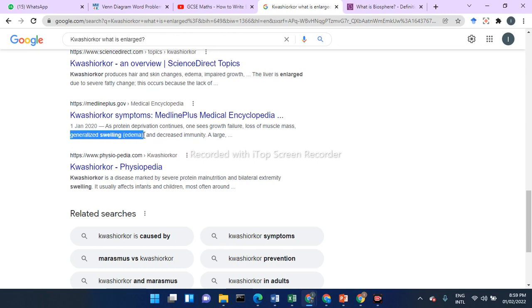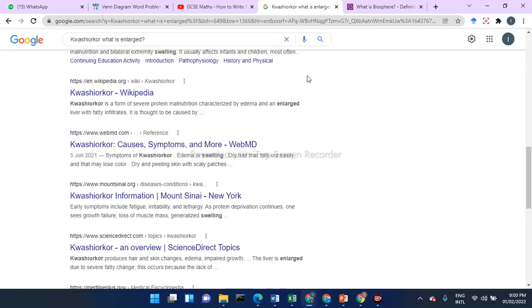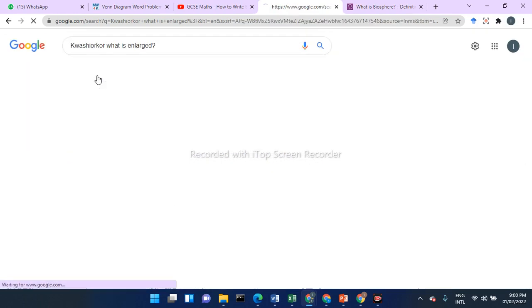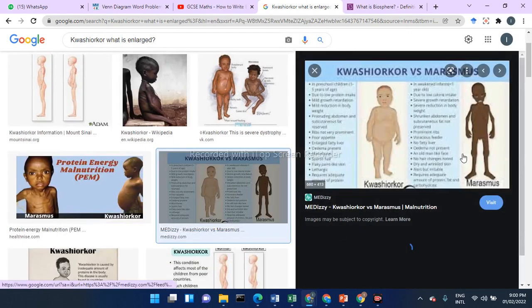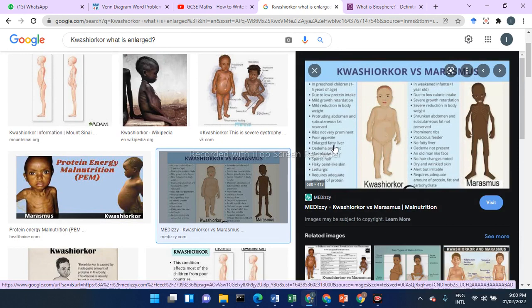So it may not only be the liver that's enlarged, because they say generalized swelling, but the liver is enlarged too. It's like a chain reaction. Since the liver is inflamed, other things get inflamed. But it looks like primarily the liver, although other things have an effect as well. The key characteristic is that the liver is enlarged.